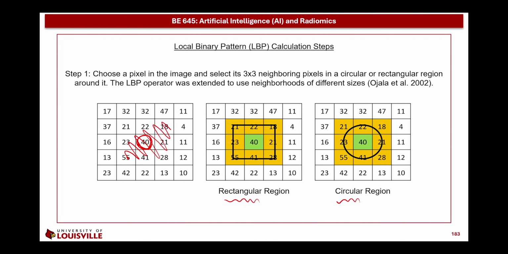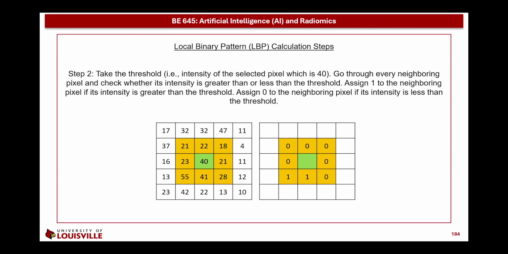Another example, if you are selecting the pixel 28, then the neighborhood, if you are using the circular fashion, will be like that. So the neighborhood will be 40, 21, 11, 41, 12, 22, 13, and 10. After that, apply the thresholding, and the threshold value will be the intensity of the selected pixel in the center, which in our case is 40.